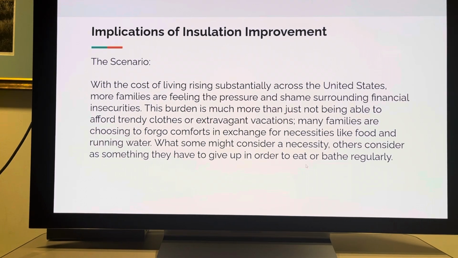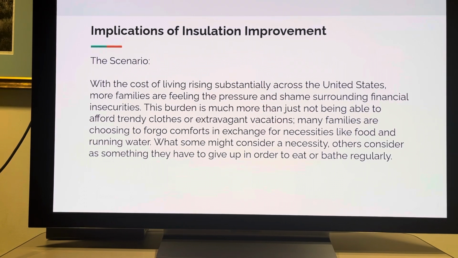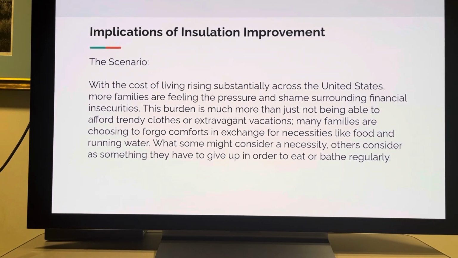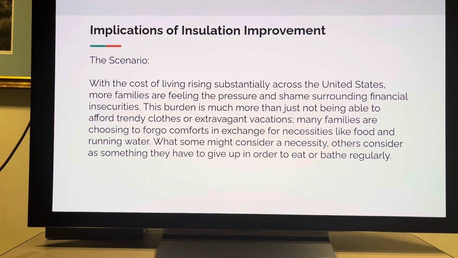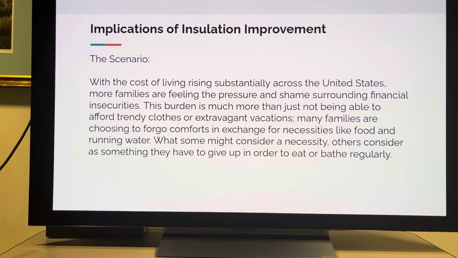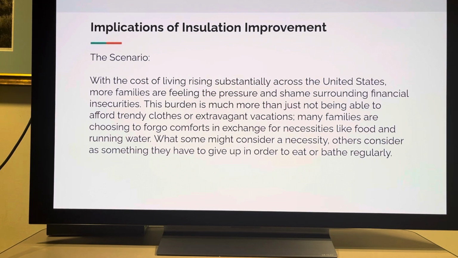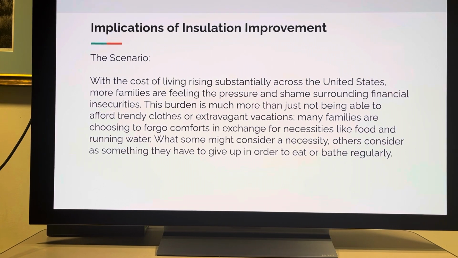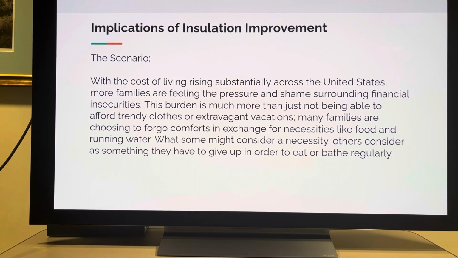Implications of insulation improvement. The scenario. With the cost of living rising substantially across the United States, more families are feeling the pressure and shame surrounding financial insecurities. This burden is much more than just not being able to afford trendy clothes or extravagant vacations. Many families are choosing to forego comforts in exchange for necessities like food and running water. What some might consider a necessity, others consider as something that they have to give up in order to eat or bathe regularly.